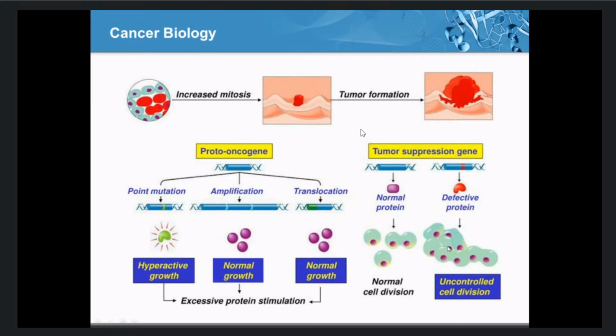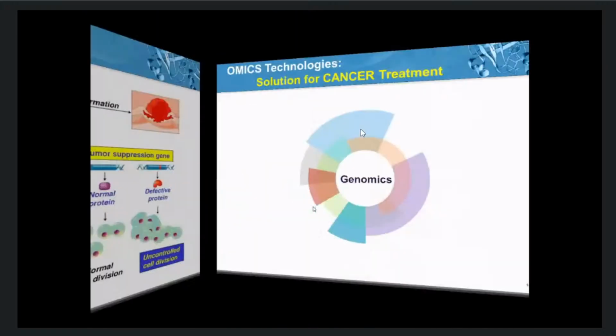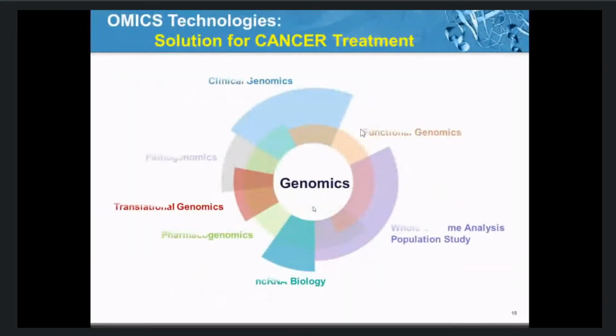Even in the case of proto-oncogenes, point mutation, amplification or translocation also has an important role, where we can see hyper growth or uncontrollable growth as well. Okay, this is all the general topic.